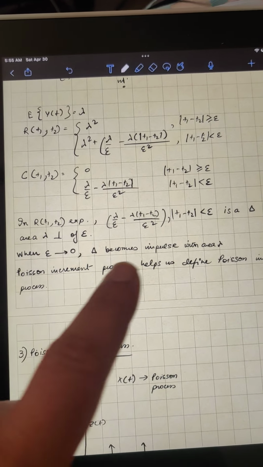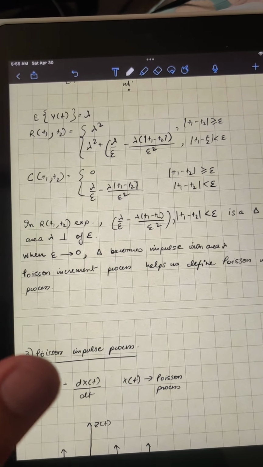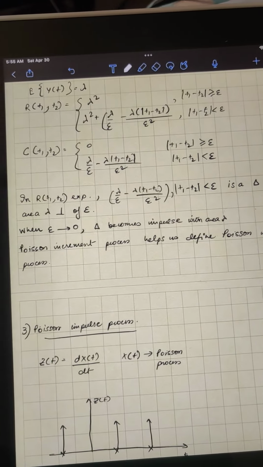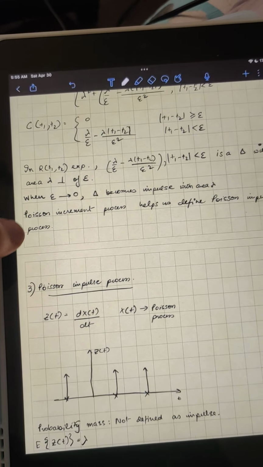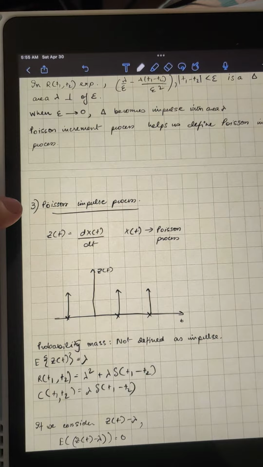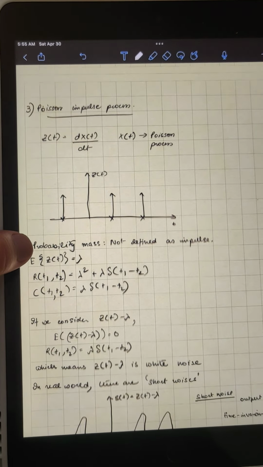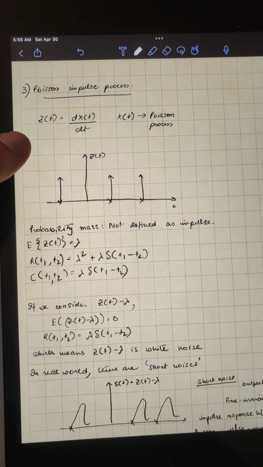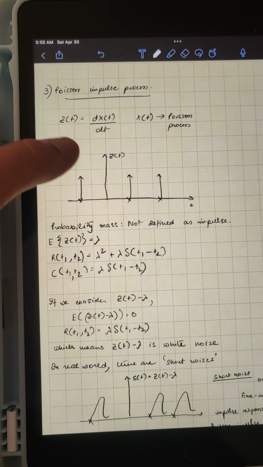And when epsilon tends to 0, then the whole autocorrelation becomes an impulse with area lambda, right? So Poisson increment helps us define Poisson impulse processes. Now coming to Poisson impulse process, for this basically you have taken the derivative of a Poisson stochastic process.